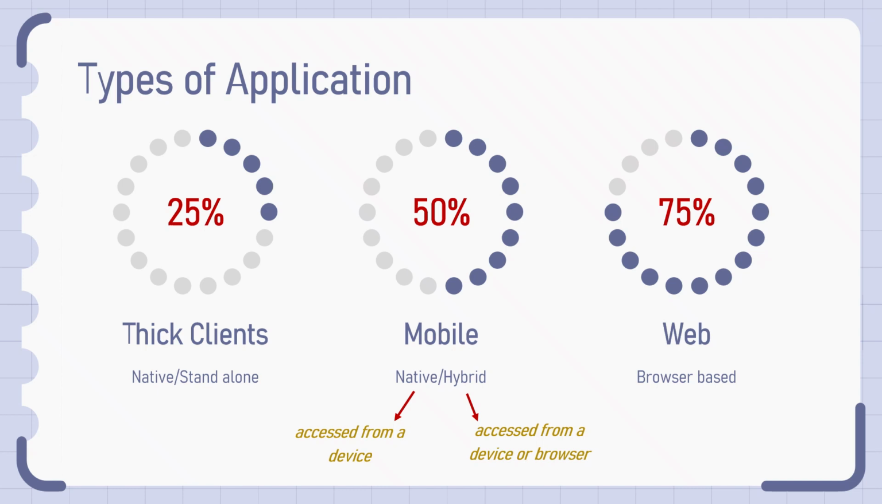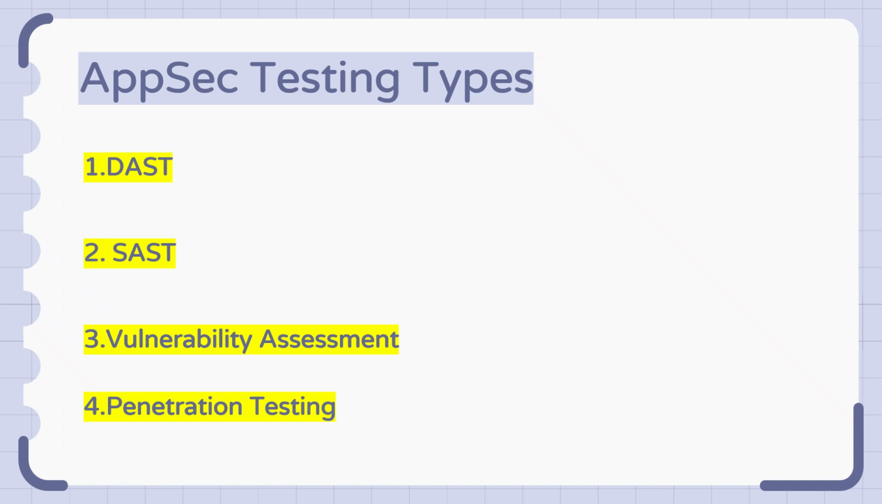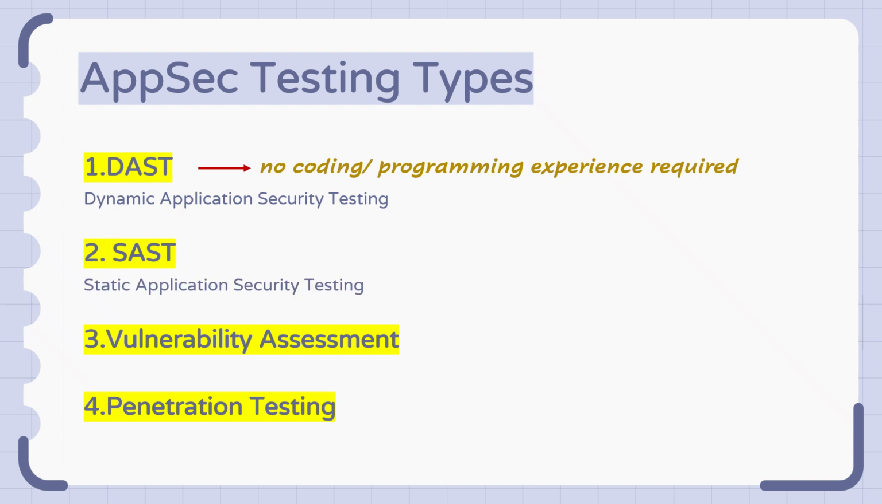Now, let's dive into the different types of application security testing. We have DAST, which is Dynamic Application Security Testing. We have SAST, which stands for Static Application Security Testing, Vulnerability Assessment, and Penetration Testing. So DAST, as the name suggests, is dynamic in nature, in that the testing is carried out in more of a live environment. Dynamic testing is carried out by injecting scripts or malicious inputs into the application fields to analyze how the application behaves and to identify vulnerabilities as a result.